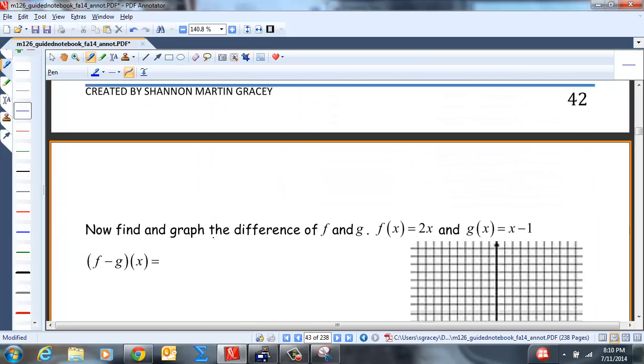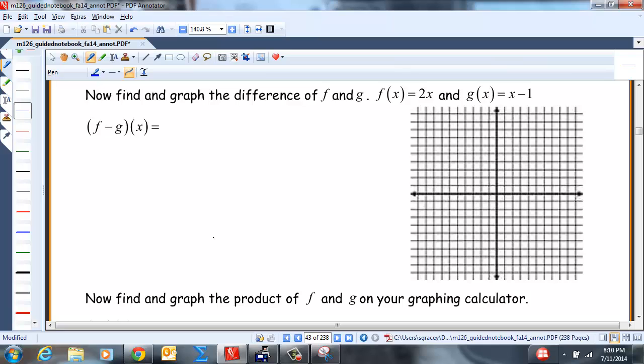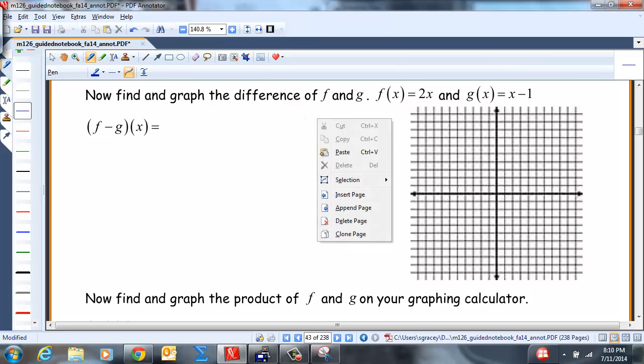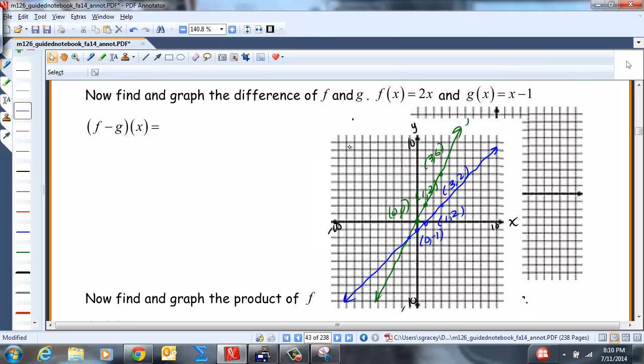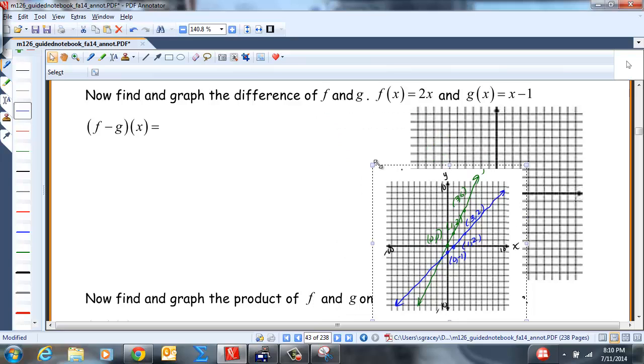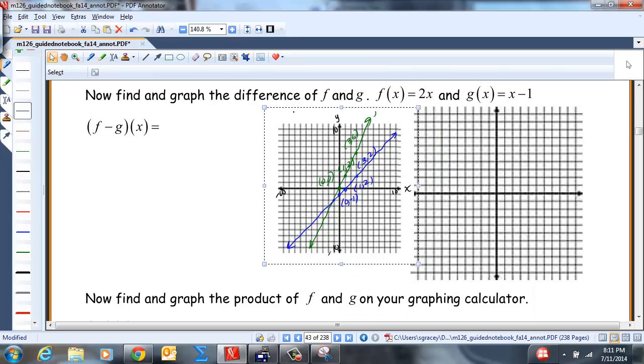Okay, so now the difference. So let's paste our graph again so you have the numbers to refer to again. So again, here, if we label this, I want to use black. So this is our x. Now this is f minus g at x.